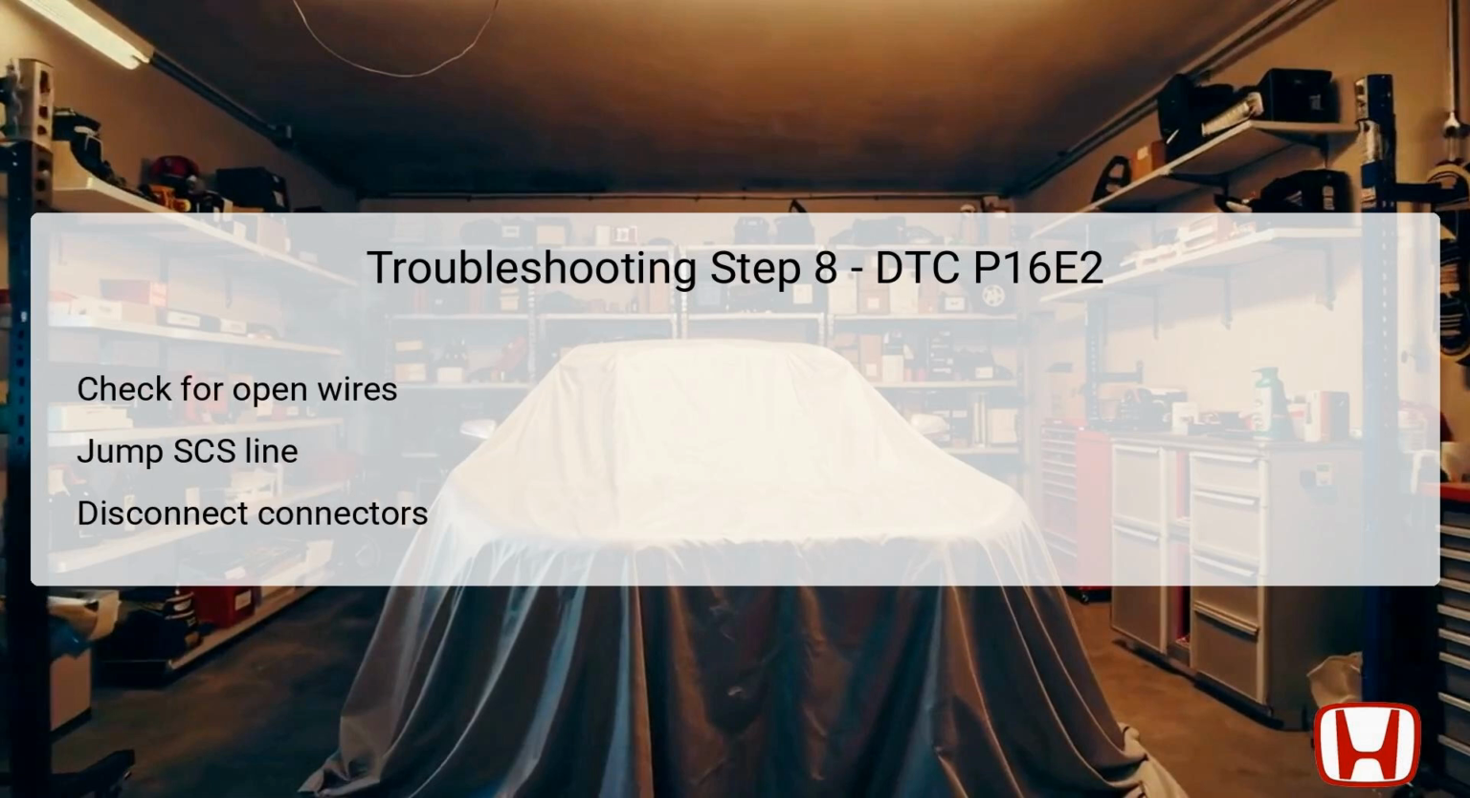The 8th troubleshooting step for DTC P16E2 will require you to conduct an open wire check on the LIN communication pathway. Much like previous procedures, begin by jumping the SCS line with the HDS and waiting more than 1 minute. After this setup, you'll need to disconnect both the alternator 1P and PCM connector A. Following these disconnections, measure the resistance between the assigned test points with the vehicle in the off mode.